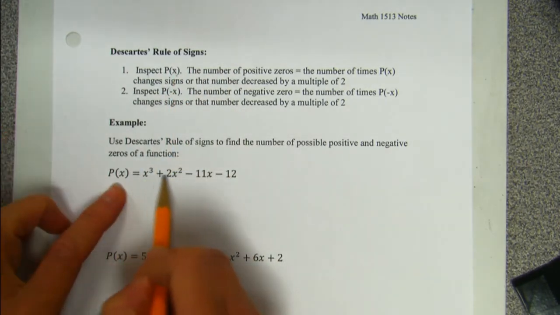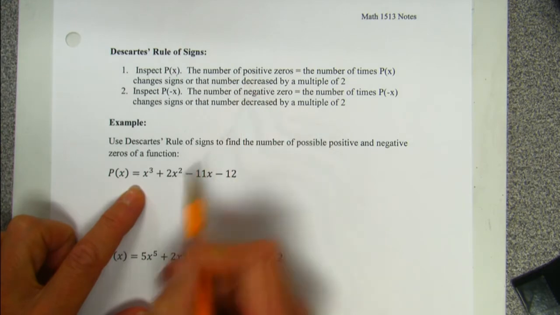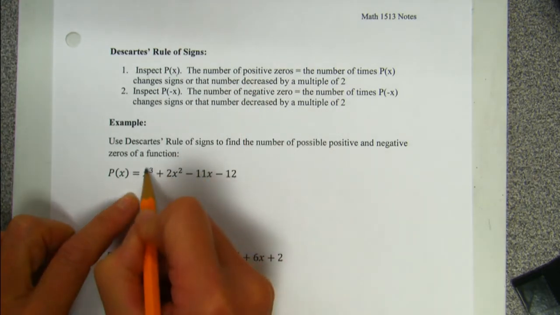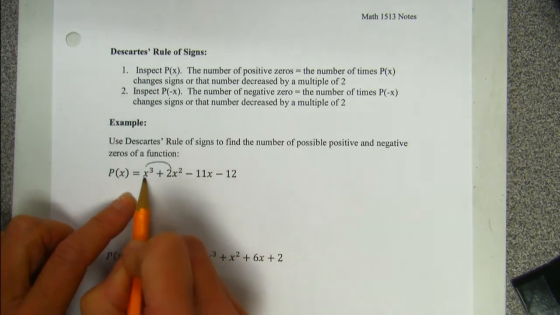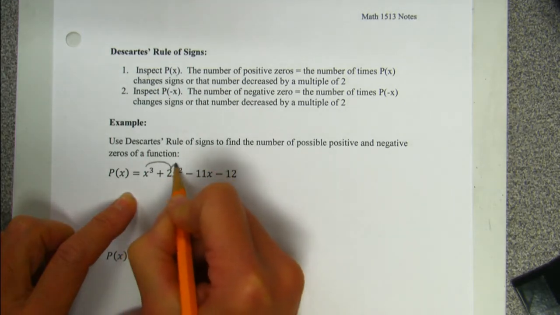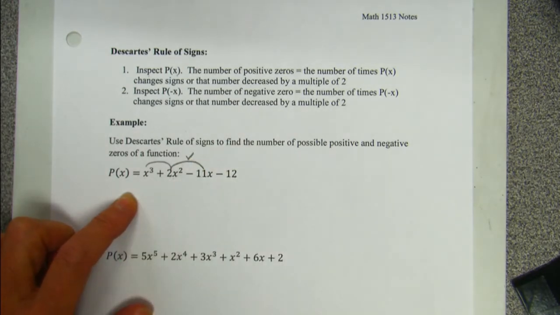That means you look at your original problem, and it says, I'm going to tell you this in easier language, count the sign changes from term to term. So from this term to this term, do you see I'm going from a positive term to a positive term? That's not a sign change. But from term 2 to term 3, I go from a positive term to a negative term. That's a sign change between term 2 and term 3.